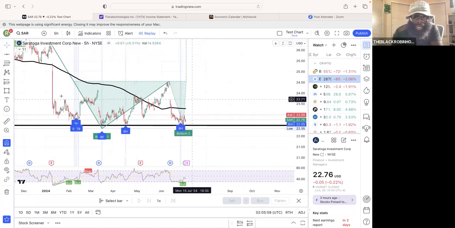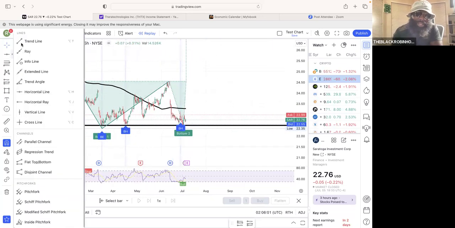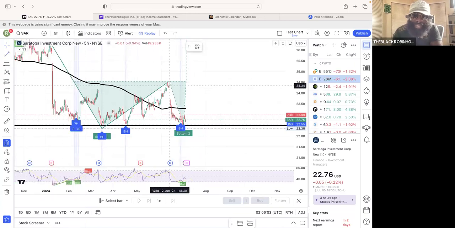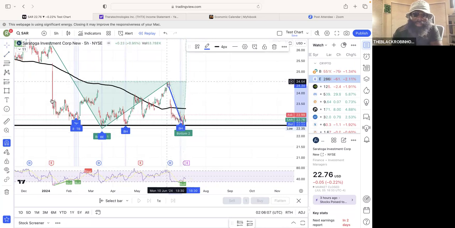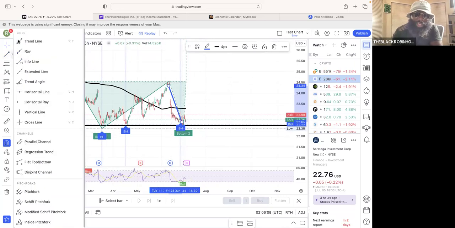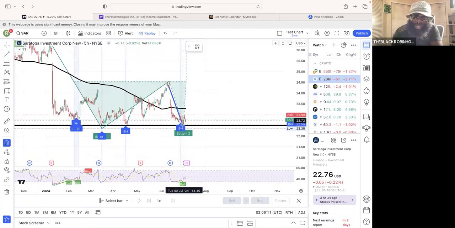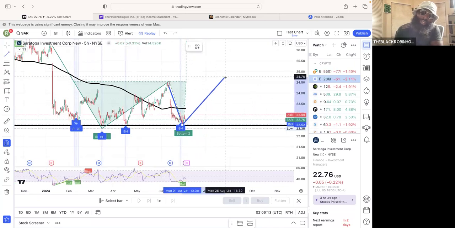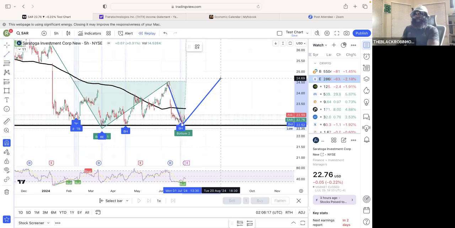Now you see a double bottom is forming, but it hasn't formed quite yet, right? If this bottom holds and turns into a W, that's a win. Win, win, win, win, right?